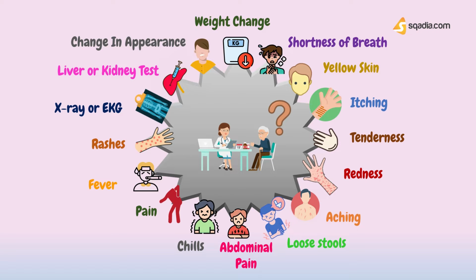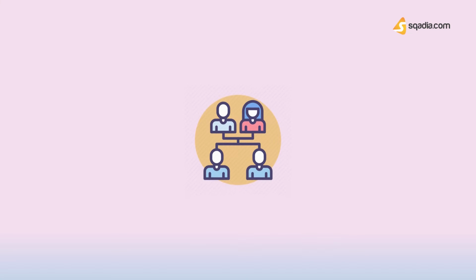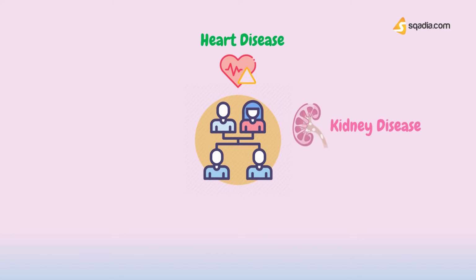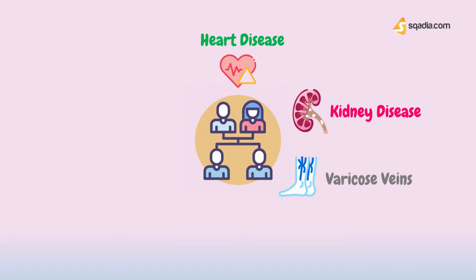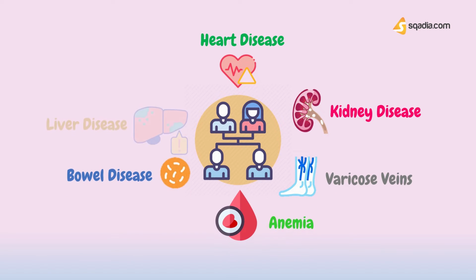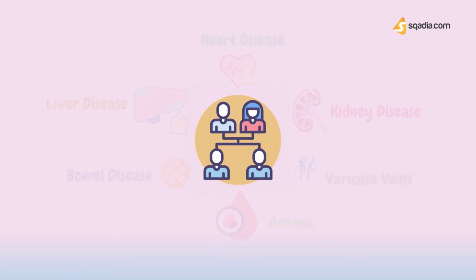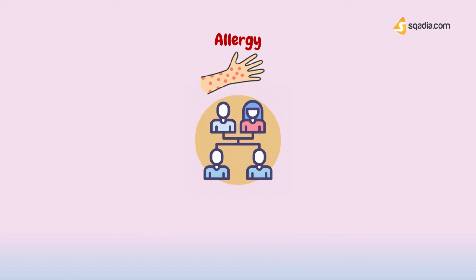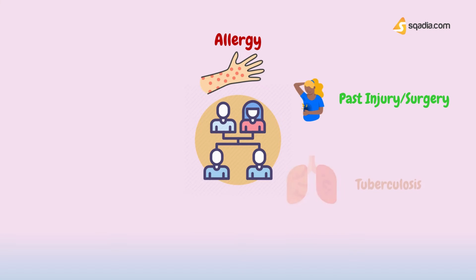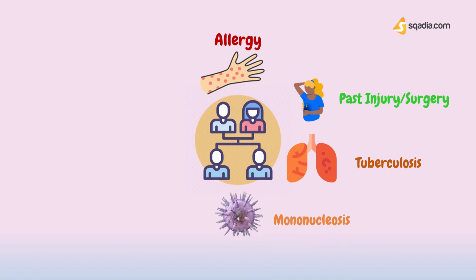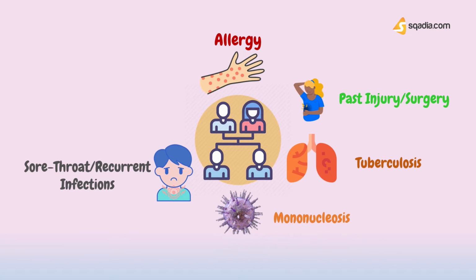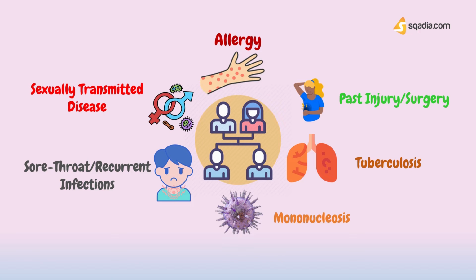Now, you will ask your patient if they or anyone in their family have any of these diseases, including heart disease, kidney disease, varicose veins, anemia, bowel disease, liver disease, allergies, past injury or surgery in the swollen area, tuberculosis, mononucleosis, sore throat, recurrent infections, sexually transmitted disease.